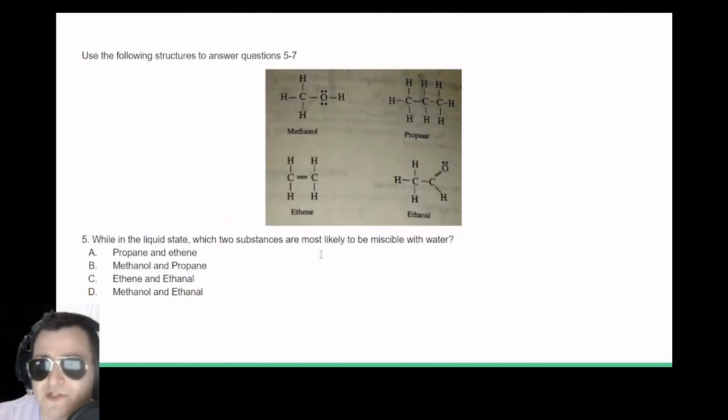While in the liquid state, which two substances are most likely to be miscible with water? Well, we already said methanol has the hydrogen bonding that water does. So methanol is going to be one of our choices, right? There is only one answer choice with that. But let's look at the other one. Ethanol. Ethene is completely symmetrical, nonpolar. Propane is just another hydrocarbon, nonpolar, right? These guys are not polar, therefore they don't like water. So ethanol is the best choice here. This oxygen hanging off, it is an asymmetrical molecule, and therefore more likely to like water. Oh, answer D, by the way.